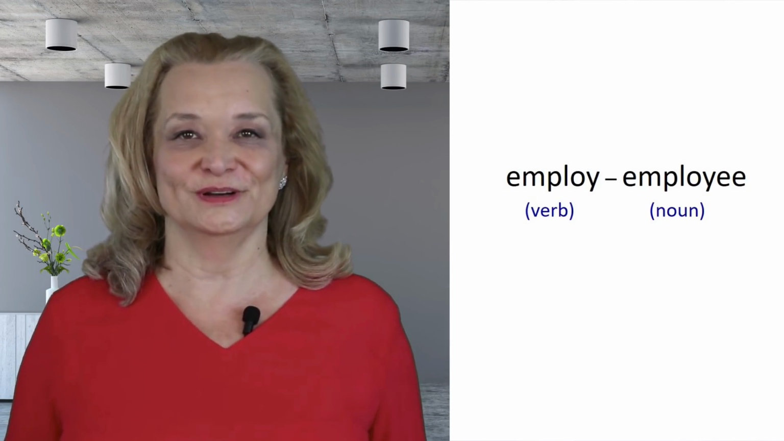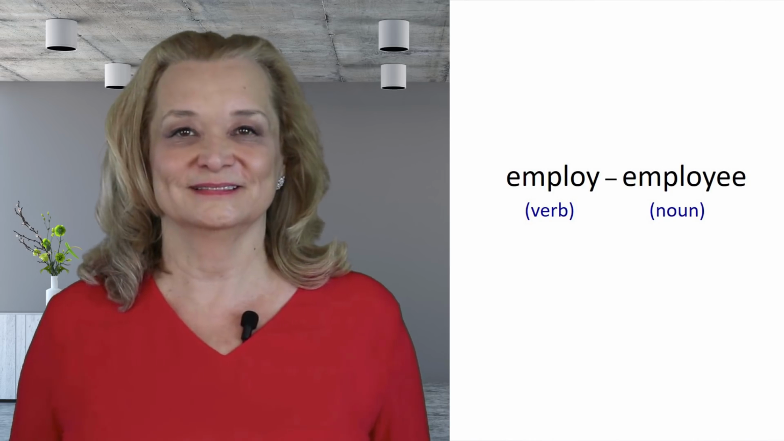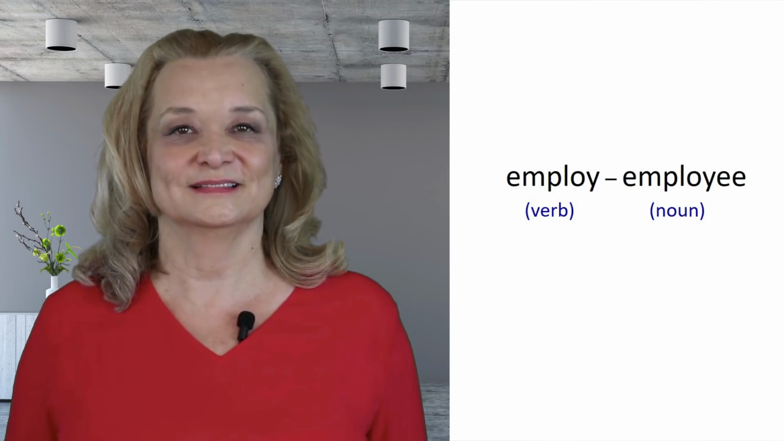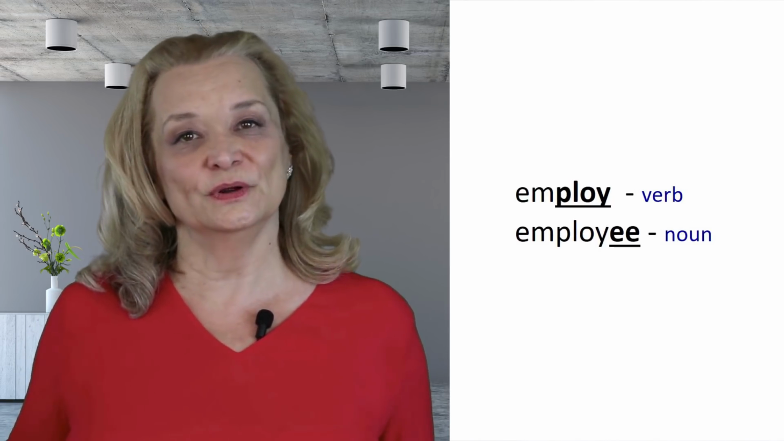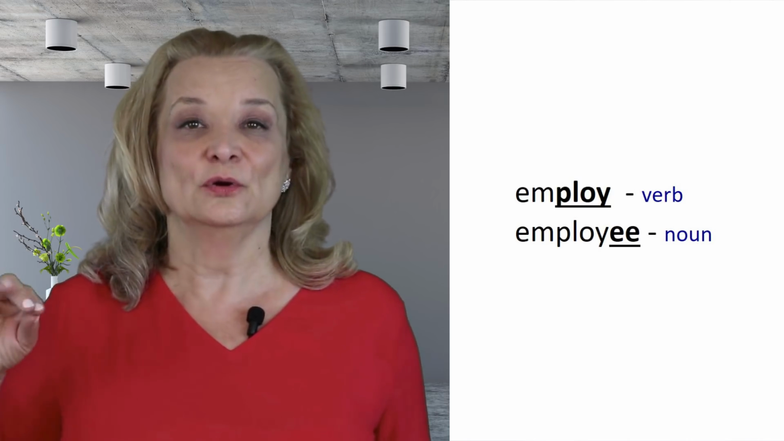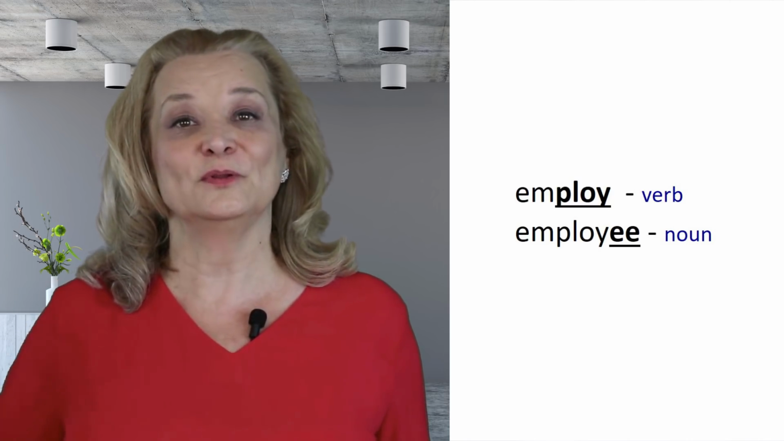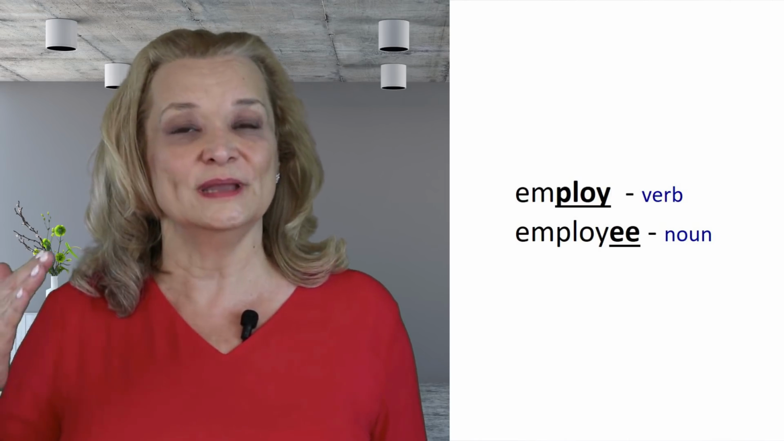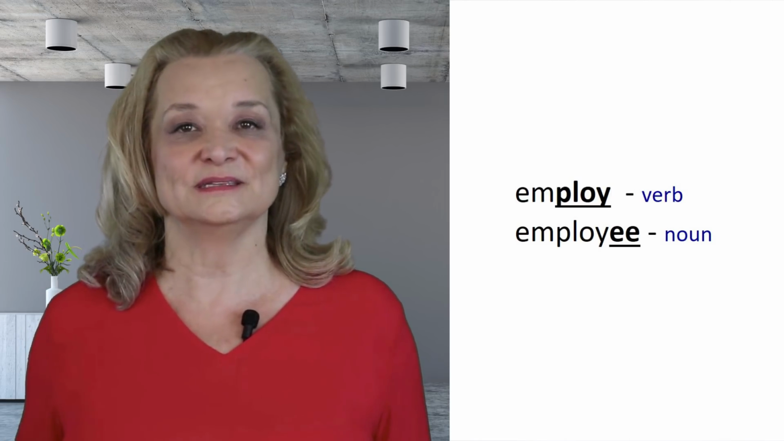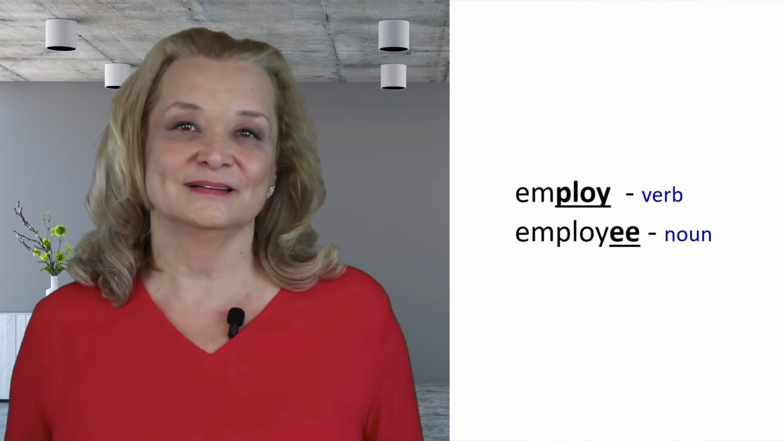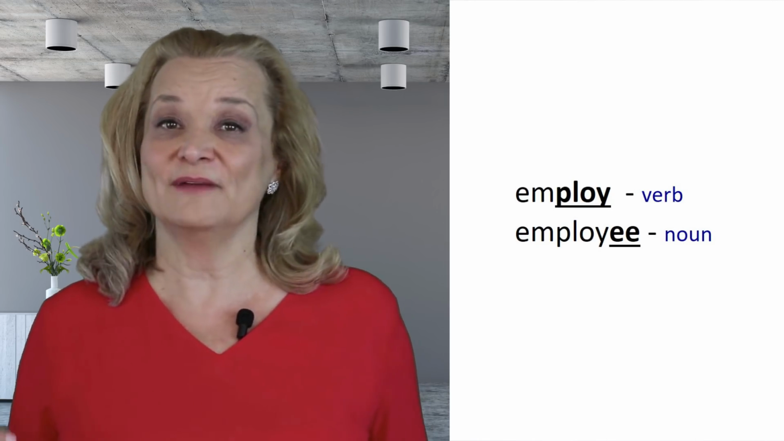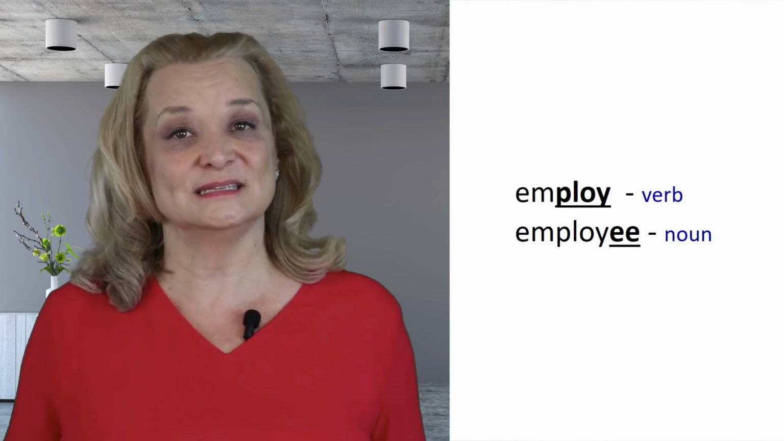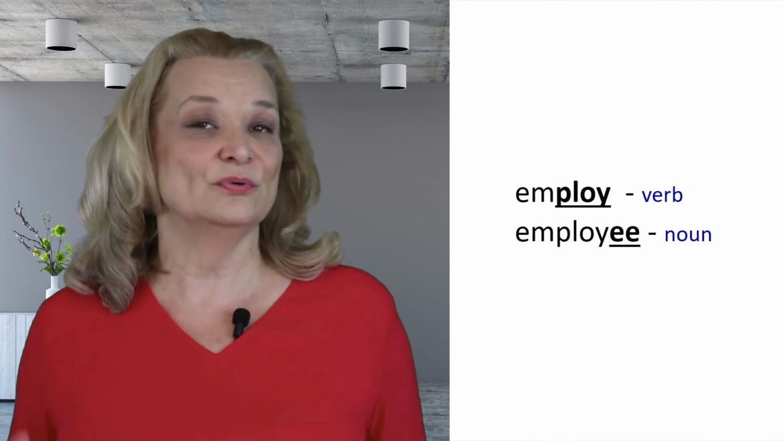Let's look at the next two words. How do you say them? In the second word, we stress that double E. We stress the last syllable, employee. He's a very good employee. He's employed at that company. He's a very good employee. The general rule is when we have a double E at the end, that syllable is stressed. For example, trainee, refugee, employee.